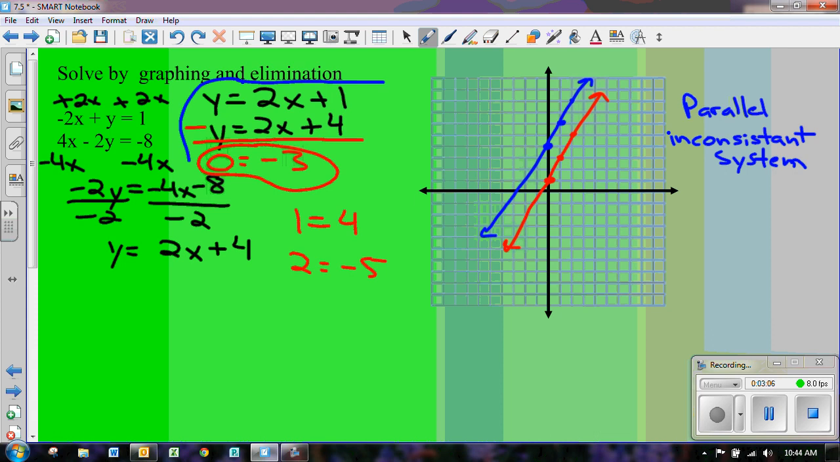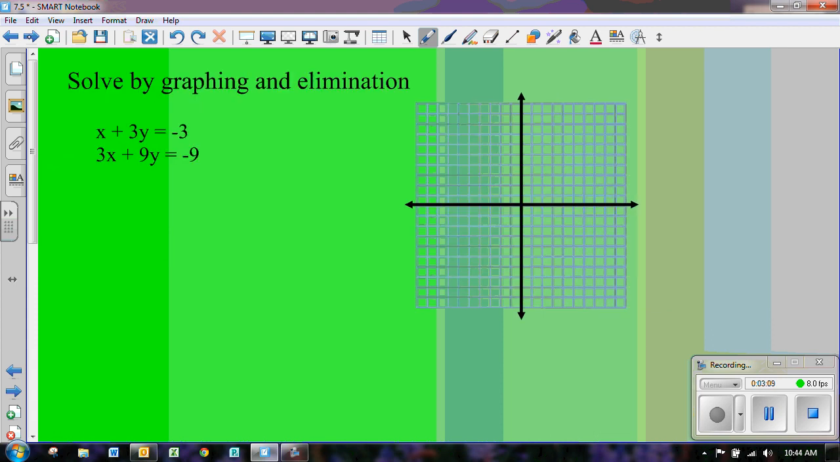All right. Next one we're going to look at, so that's this one right here, is we're going to solve the same way, by graphing and elimination. Let me just rewrite our first equation up here: x plus 3y equals negative 3. We subtract the x from both sides, so 3y equals negative x minus 3. And then divide by 3. y equals negative 1/3 x minus 1.